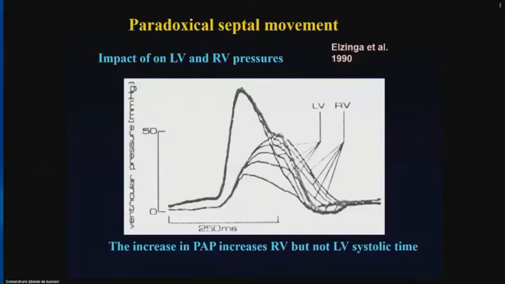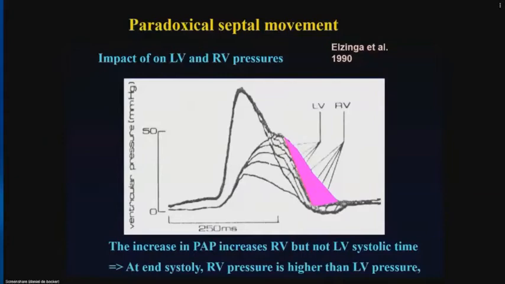And the consequence of the increase in the systolic time is that at the end of the systole, when there is significant pulmonary hypertension, pressure in the right ventricle will be higher than the pressure in the left ventricle. And this will induce a shift in the septum from the right heart to the left side of the heart.